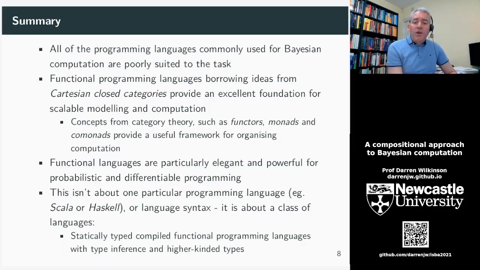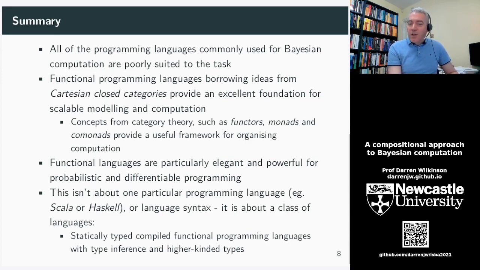So, very short talk. To wrap up then, all of the languages that are commonly used for Bayesian computation actually, I would argue, are very poorly suited to the task. Functional programming languages, especially those that borrow ideas from category theory, are a really good foundation for scalable modeling and computation, and these ideas from category theory, such as functors, monads, and comonads, really allow us to improve the way we think about how to organize computation in a very productive way. Functional languages are really good for probabilistic and differentiable programming.